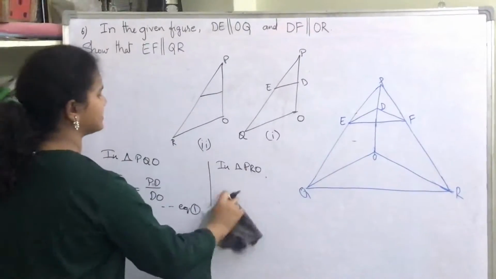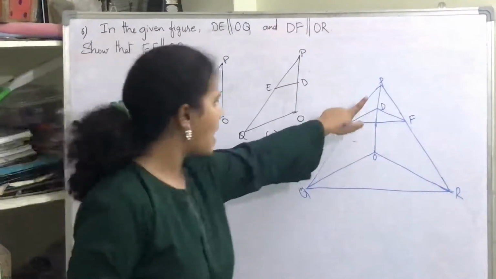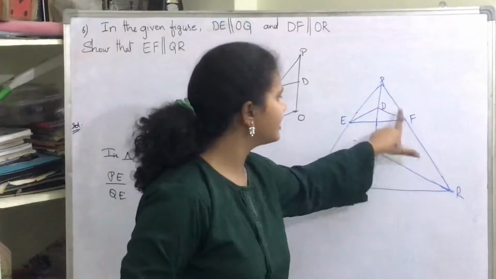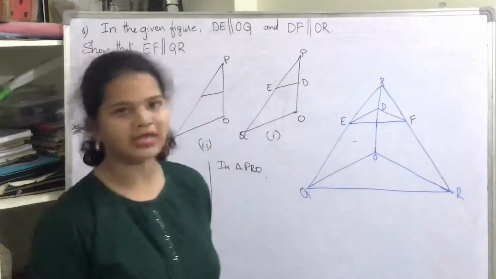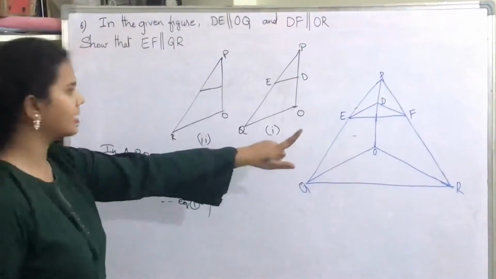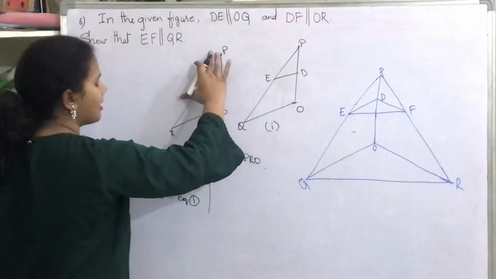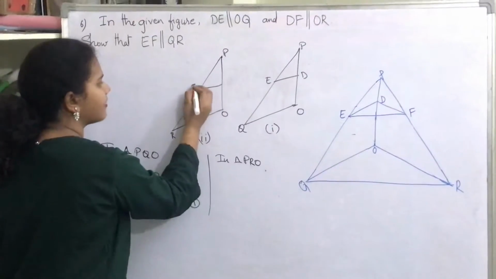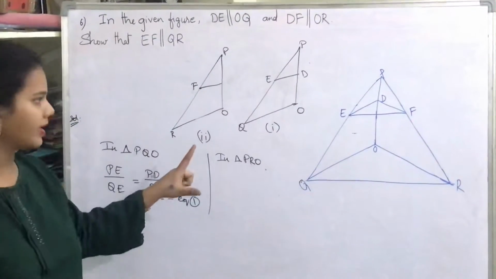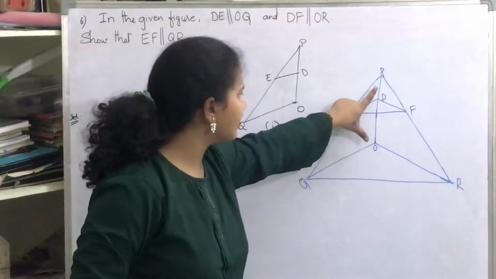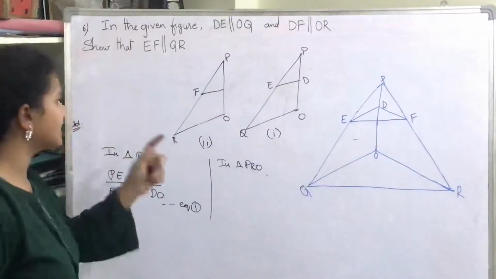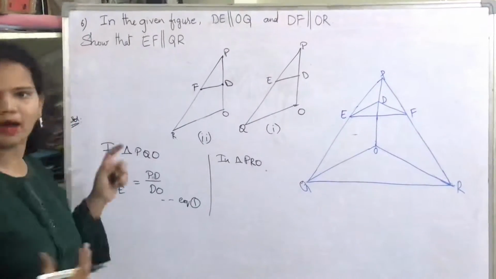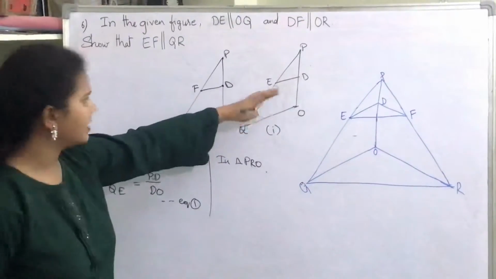So if you observe this diagram, you have P, R, O, right? In between P and R, F became a midpoint. As I can say, in the side PR, F will become a midpoint. And in PO, you have D, which has become a midpoint. Done. So here is correct.